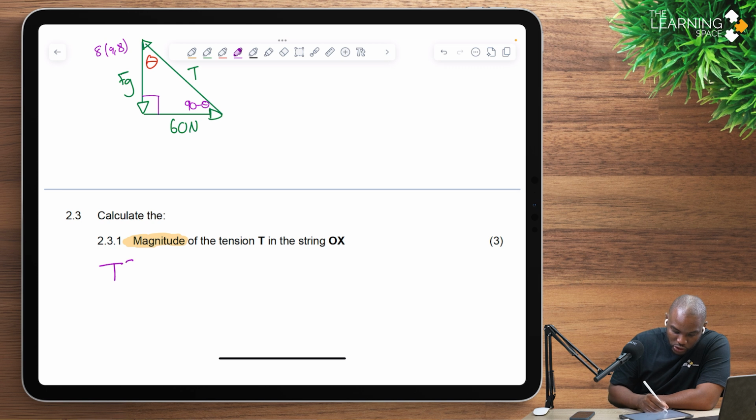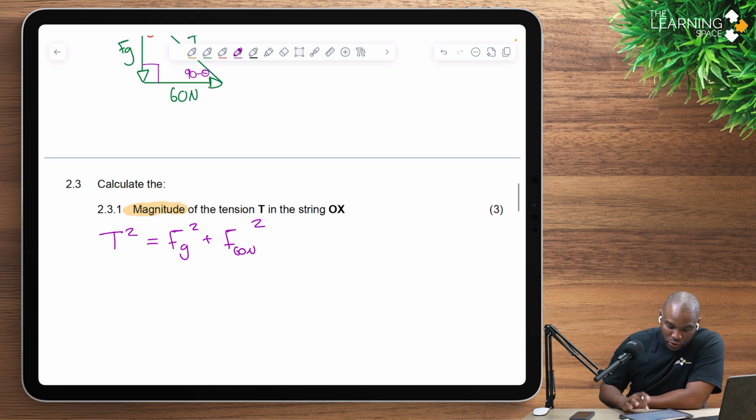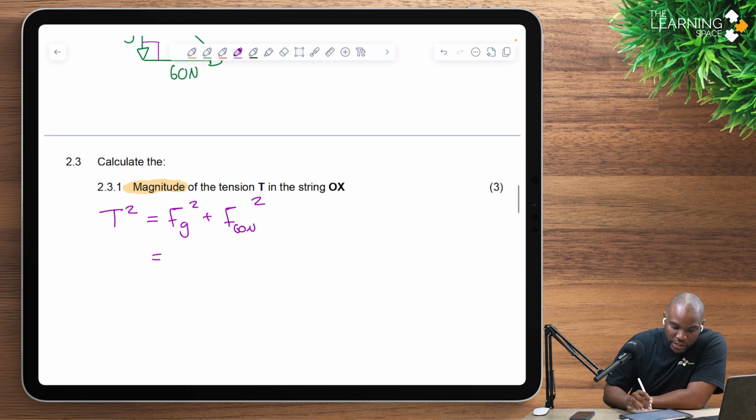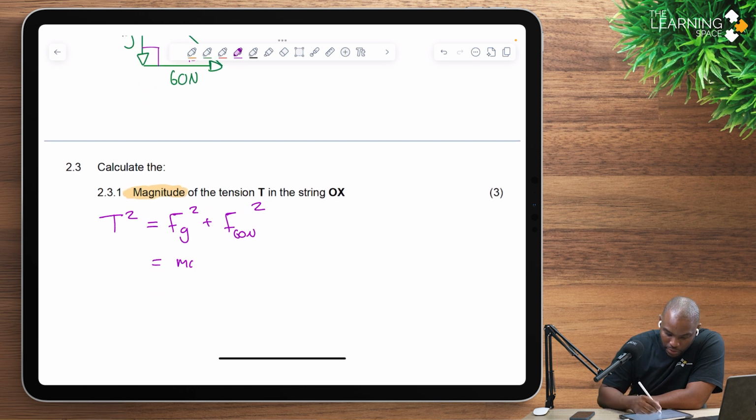So we know that my tension squared is going to be equal to the sum of the other two sides squared. So that's going to be equal to my Fg squared plus my force of 60 newtons squared, right? And now I can simply substitute values in and then get to my final answer. So then my Fg, I said, is going to be mg, which is equal to 8 times 9.8. That's going to be mg squared plus the force of 60 newtons squared.